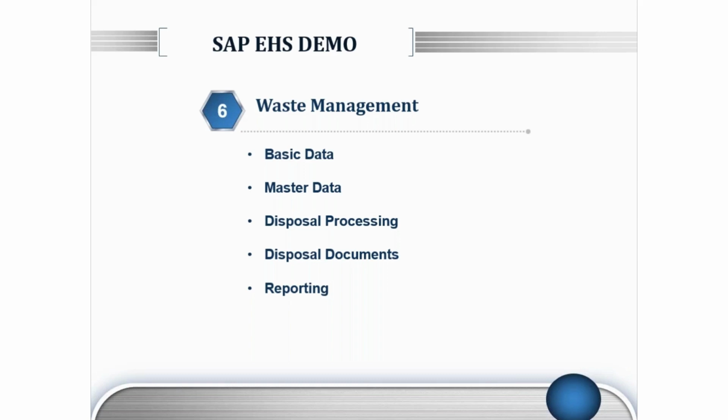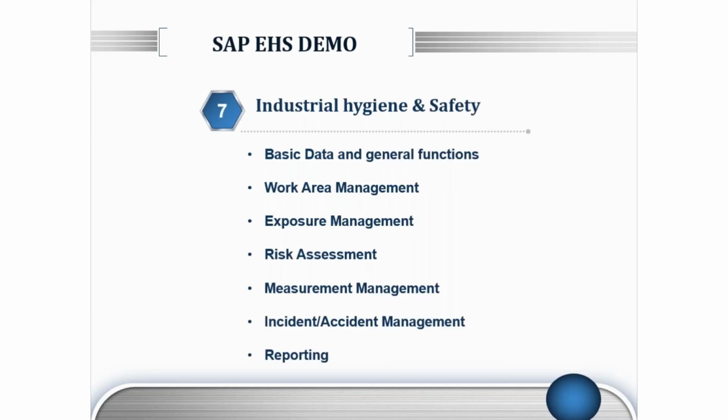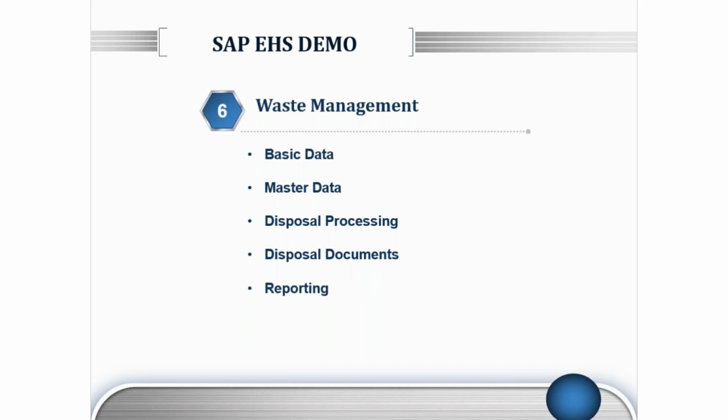Master data will contain the different waste management roles. There are standard roles available in waste management, mainly your waste generator, waste transporter, waste disposer, and authority. These are the four roles that are available in waste management. So we are going to see how we use these roles, how we create any vendor or business partner, and how we assign these roles to the vendors. We'll see those things under master data.